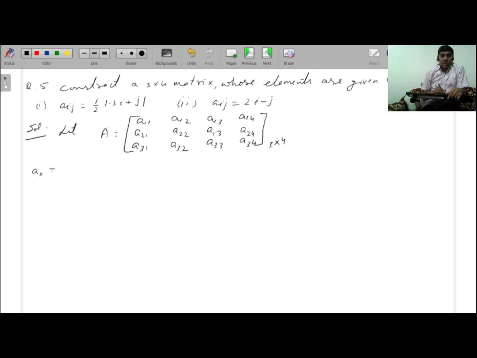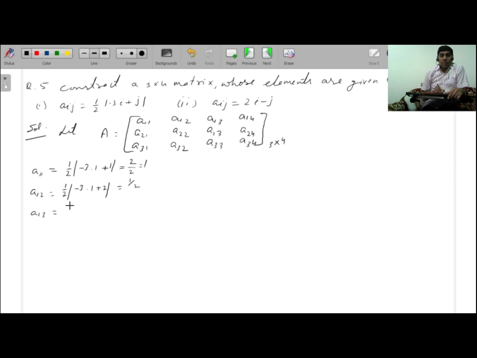A11 is equal to, i is 1, j is 1, 1 by 2 modulus of minus 3 into 1 plus 1. Minus 3 into 1 is minus 3 plus 1 is minus 2. Its modulus is 2. 2 divided by 2 is equal to 1. The next A12, 1 by 2 modulus of minus 3 into 1 plus 2. Minus 3 plus 2 is minus 1. Its modulus is 1. So it is equal to 1 by 2.